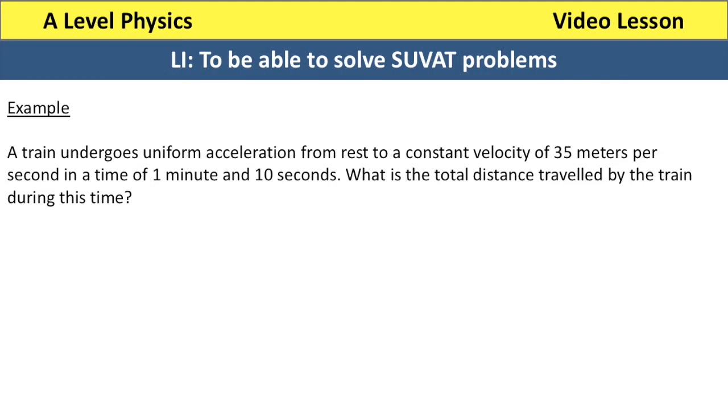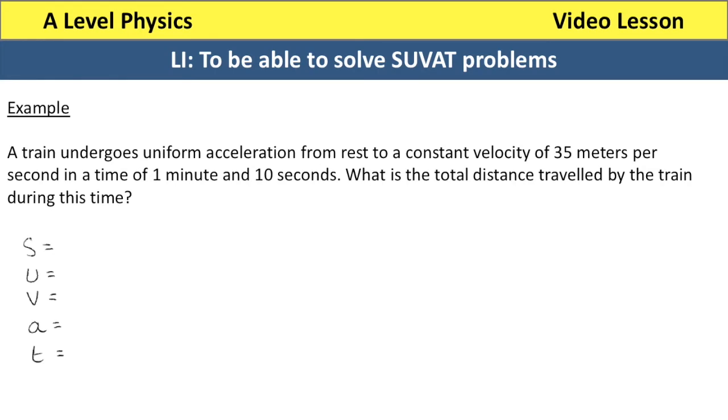Now for the final example, let's have a look at this one. It says a train undergoes uniform acceleration from rest to a constant velocity of 35 metres per second in a time of 1 minute and 10 seconds. What is the total distance travelled by the train during this time? Exactly like we have done already, we start off by writing down S, U, V, A and T.